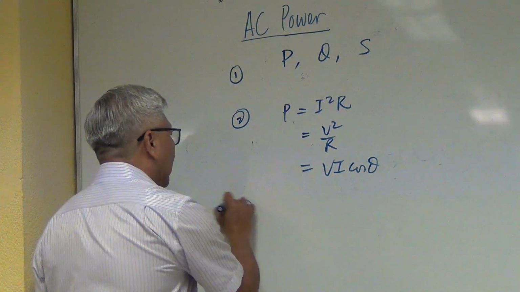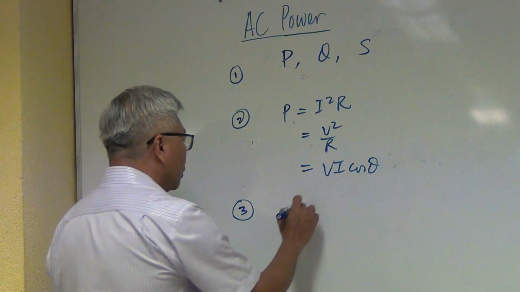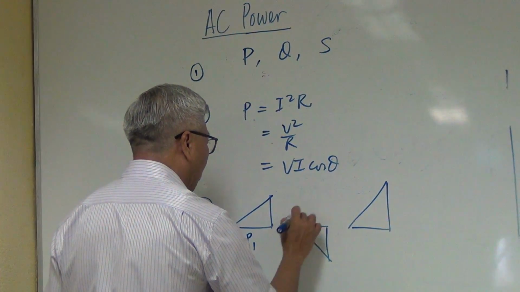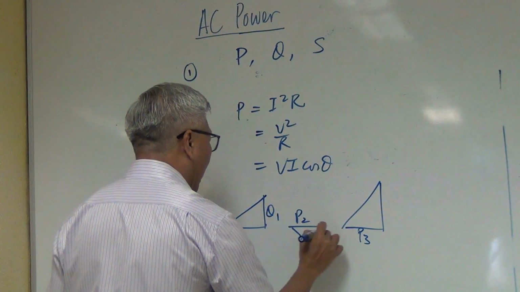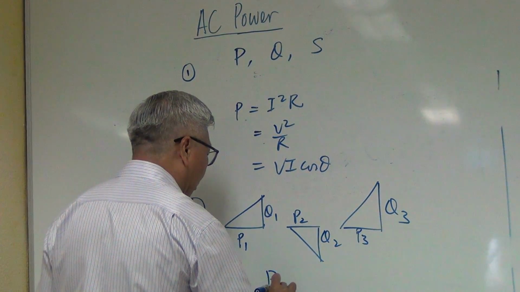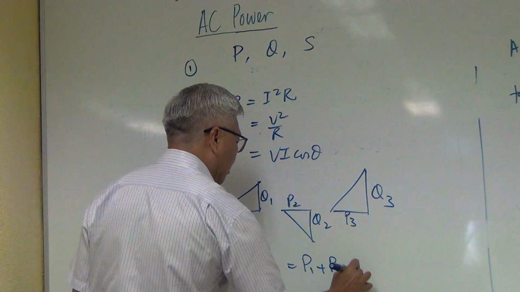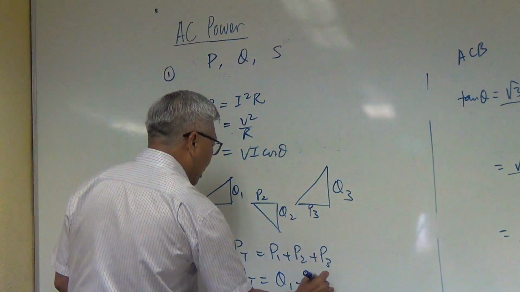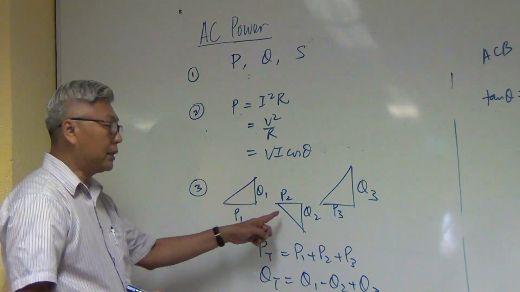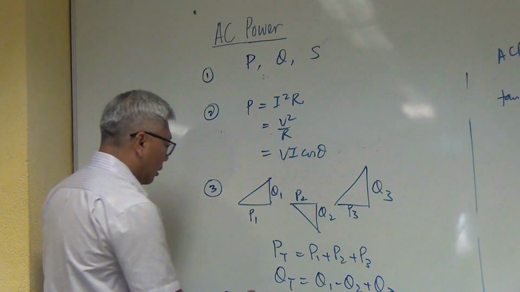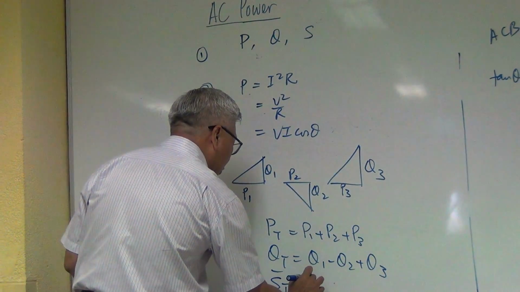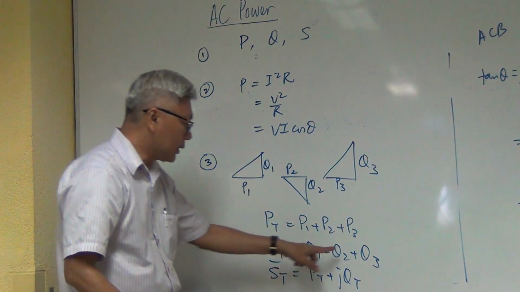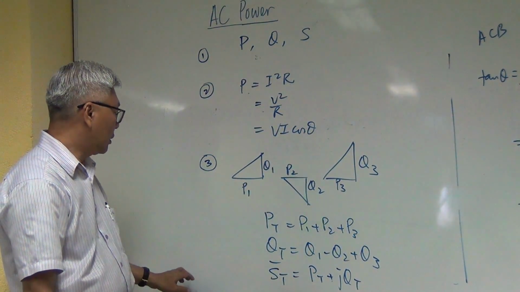Okay. Then we talk about how you sum up the different powers. If I have 3 power triangles, P1, P2, P3, Q1, Q2, Q3, the total real power you add up because they are all horizontal. Whereas for the total reactive power, you have to say Q1 minus Q2 plus Q3 in my example here, because this power triangle points down, the other two point up. Right? And then my total complex power is equal to PT plus jQT. Right? If my answer is negative, of course this will become negative. Okay?